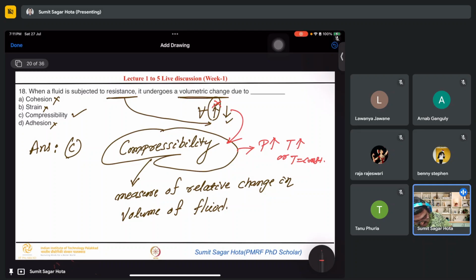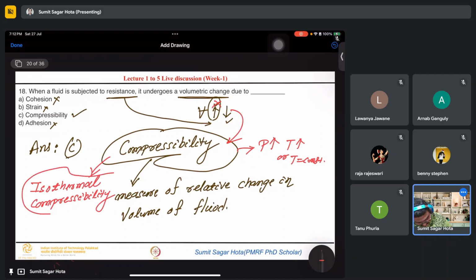So sometimes this compressibility can be called isothermal compressibility. Okay, so this is the important thing.